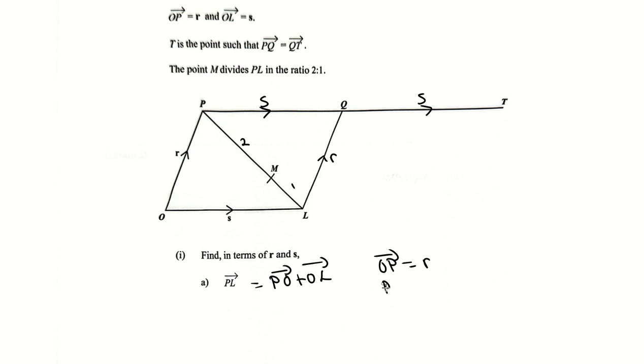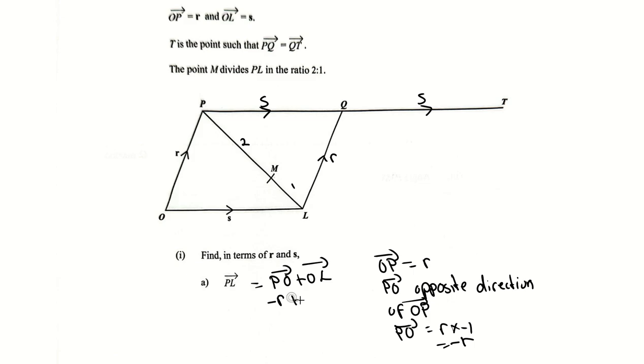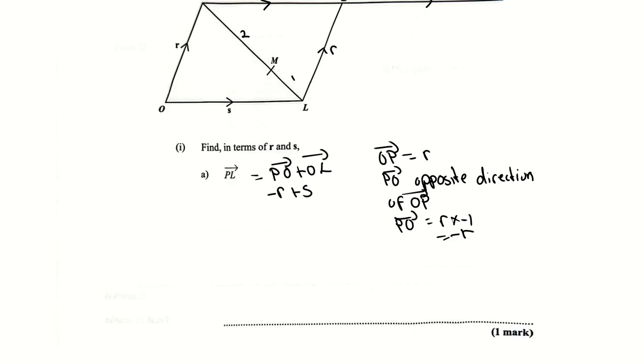So we know that PO is the opposite direction of OP. Therefore, PO would be R multiplied by -1, which is negative R. And OL is S, so we know that PL would be negative R plus S. Right, and that is how you do this question. Let's go on to the next one.